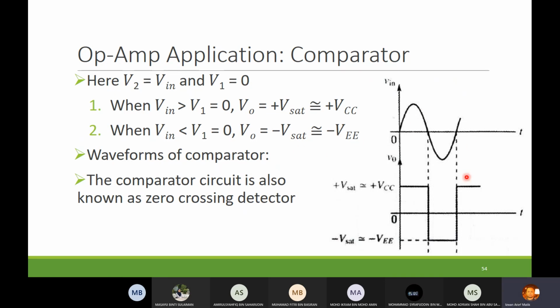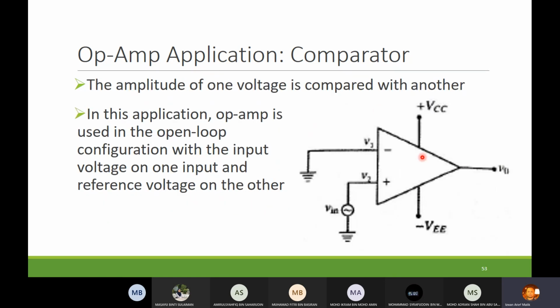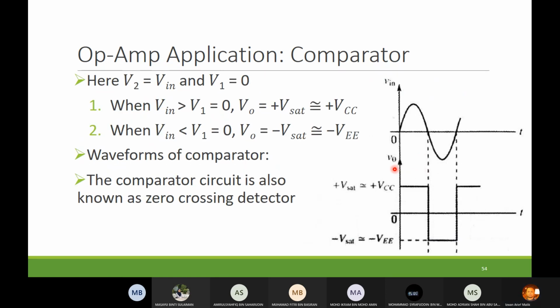So this is the waveform of the comparator. Okay, so the comparator circuit is also known as zero crossing detector. So circuit dia tadi lah, yang ni. The IC dan dia punya circuit. Okay, so it is the same phase. Kalau kita tengok dekat sini, dia sama. It is at the same phase lah. Sama dia punya input dengan dia punya output.